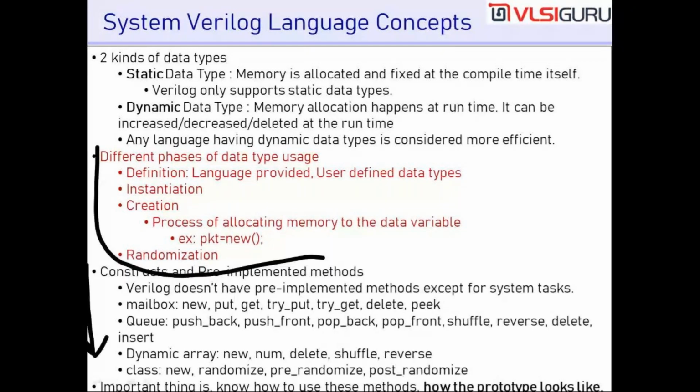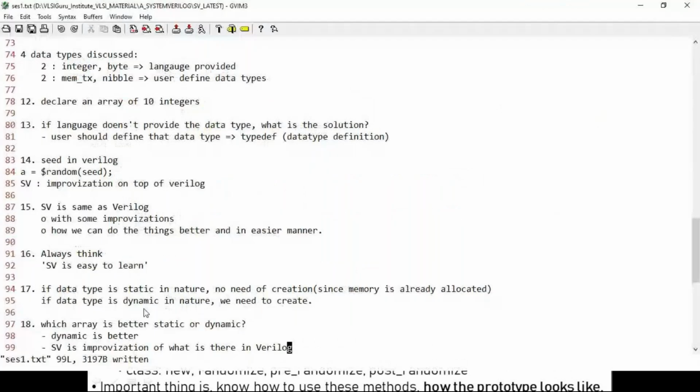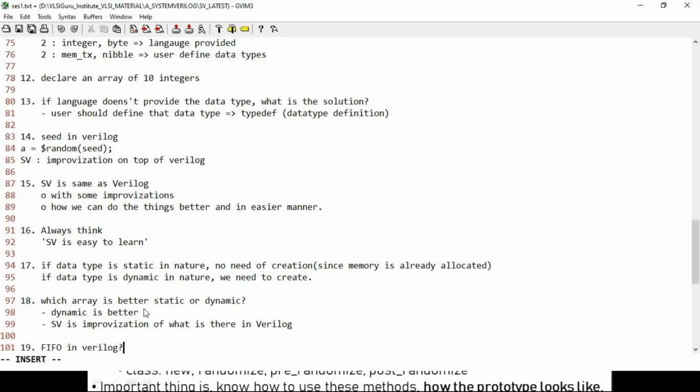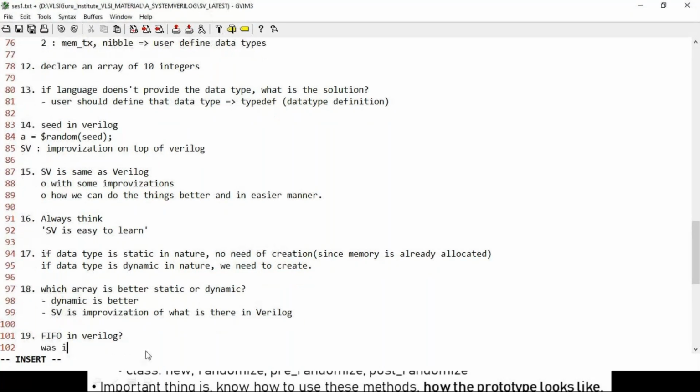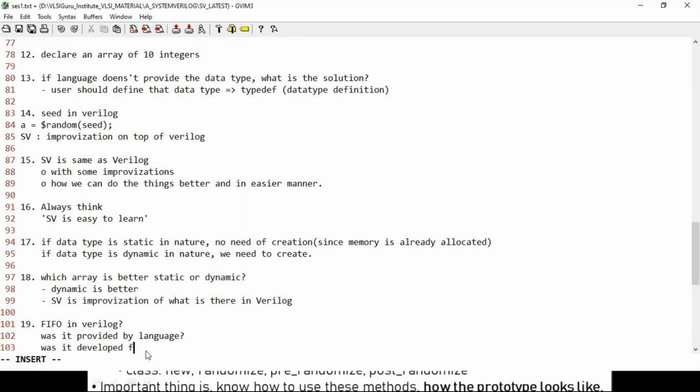Since we are done with this, let's move on to the next topic, that is constructs and pre-implemented methods. In Verilog there are no pre-implemented methods except for system tasks, whereas in SystemVerilog, every construct has a lot of pre-implemented methods. What does it mean? Are you all familiar with FIFO in Verilog? Was it provided by the language, or was it developed from scratch by the user? It was developed, right? We developed the FIFO.